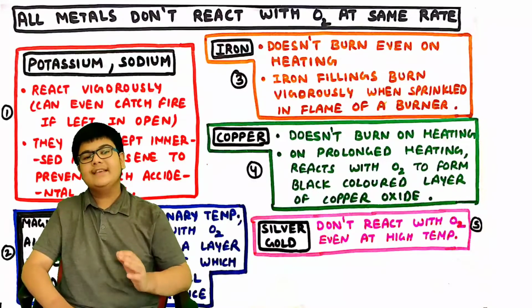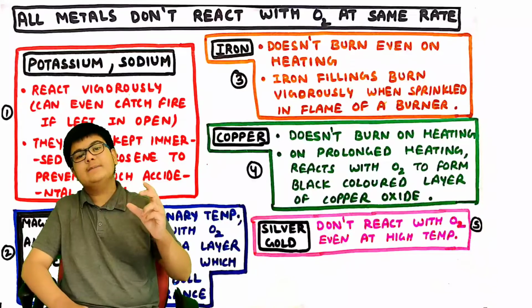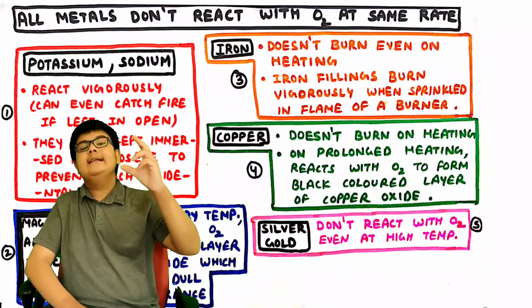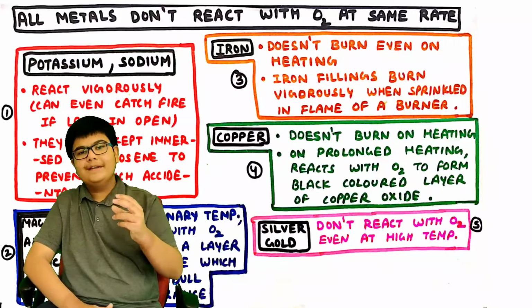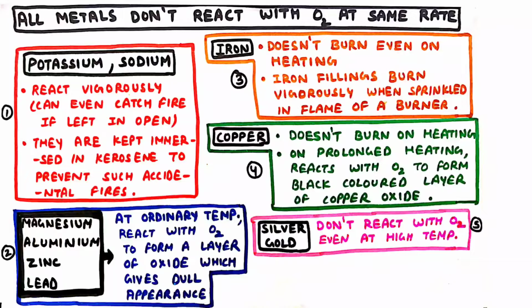So on this basis, we can say that sodium and potassium are the most reactive metals, then magnesium, aluminium, zinc, lead, then iron, then copper, and then silver and gold.